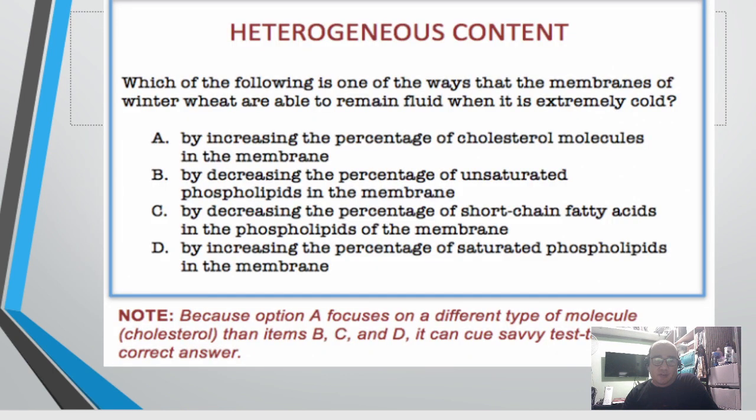So this is one good example of heterogeneous content. It says there that because option A focuses on a different type of molecule than items B, C, and D, it can be a cue to savvy test takers to easily select the correct answer.